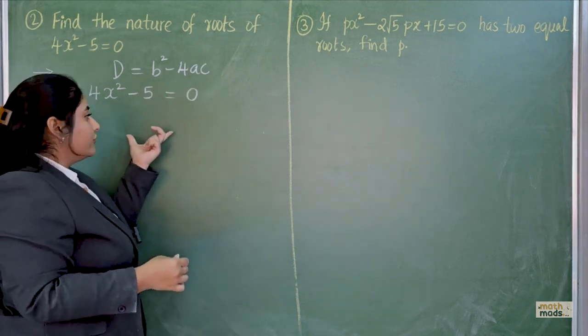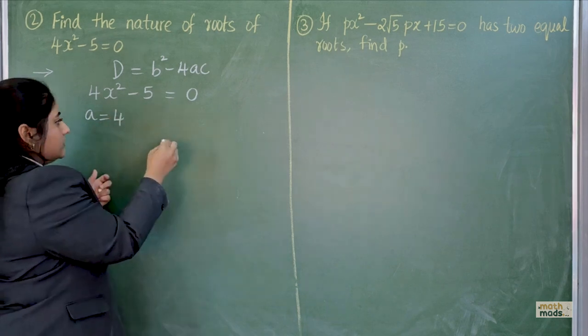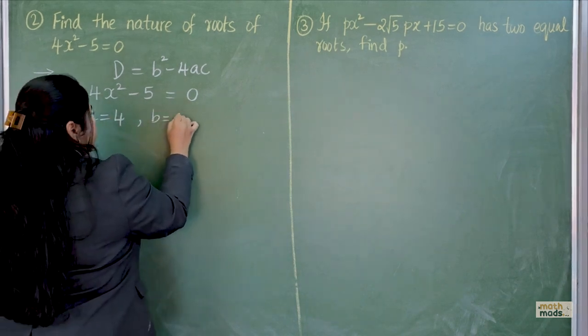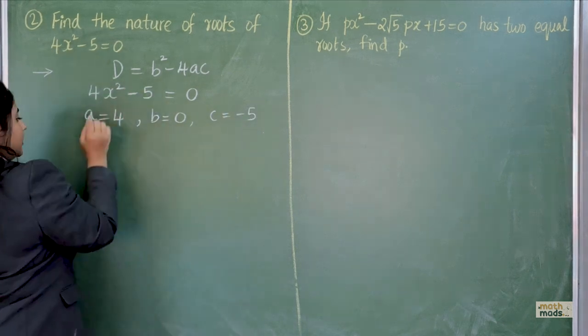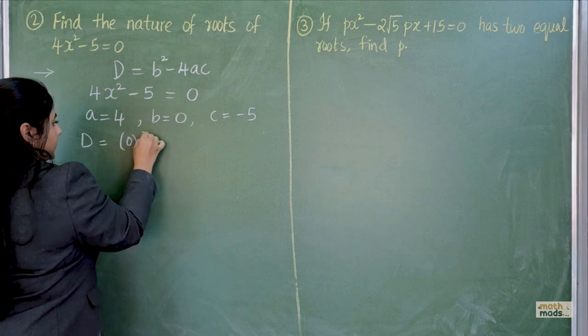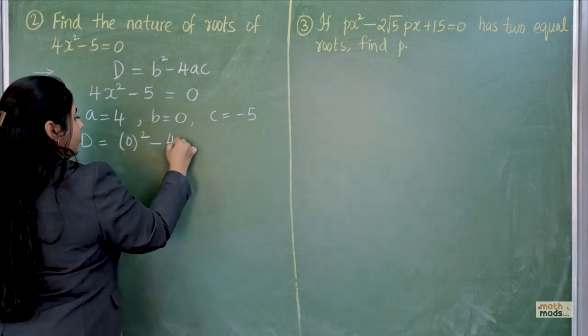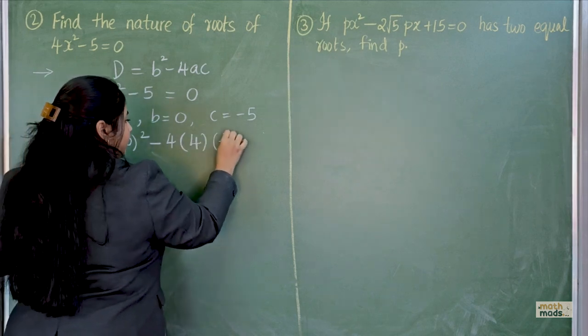Compare it with the standard form. What do you get? a is equal to 4. There is no x term, so b is equal to 0 and c is equal to minus 5. Just substitute this in the discriminant. D is equal to 0 square, that is b square, minus 4ac. What is a? 4, into c is minus 5.